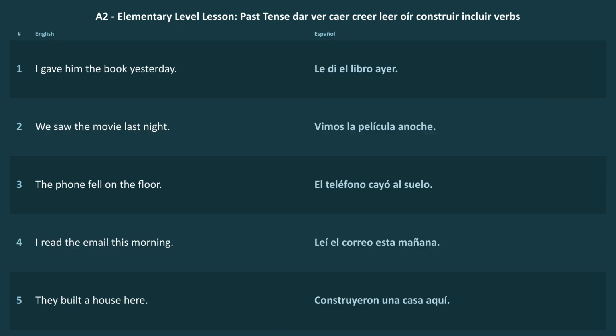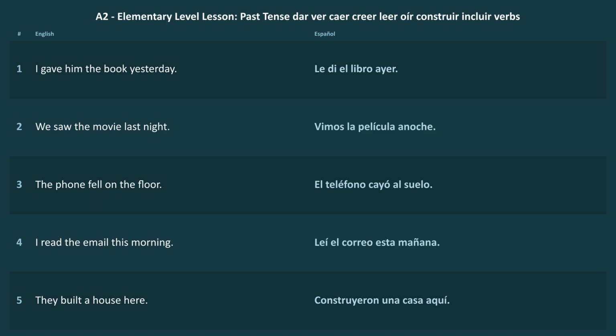Now let's move into the Y family with caer, to fall. This one is very common because things fall all the time. Phones fall, keys fall, people drop stuff. Gravity is very committed. The key form to hear is cayó. He, she, or it fell. Caí means I fell. Caíste, you fell. Cayeron, they fell. So you get both patterns here. Some forms with an accent on the I, like caí, and some with Y, like cayó.